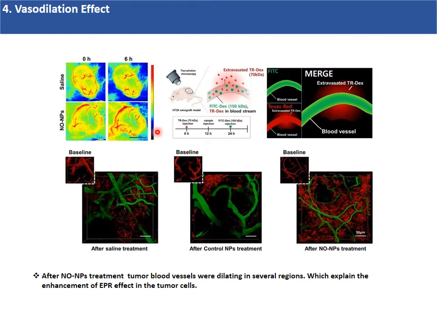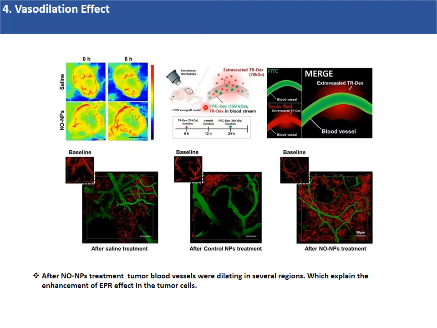Now we explain the vasodilator effect. When we measured with laser speckle contrast imaging microscopy after saline or nanoparticle treatment, it is shown that with nanoparticle treatment, the microvasculature became clear in the mice 6 hours after injection, implying enhancement of blood flow in the tumor vasculature. And this is the enhancement of the EPR effect.